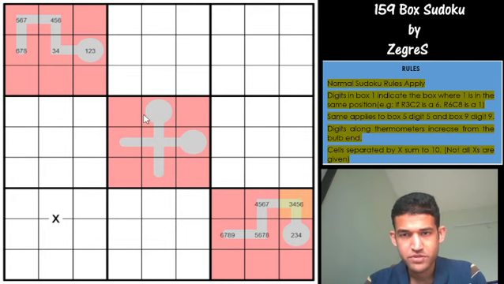3, 4, 5, 6. 3, 4, 5, 6. And all these cells can take a 9, no issue. So 4, 5, 6, 7. Middle cell. 4, 5. Okay, this cannot be 9. So we can remove the 5 from here.